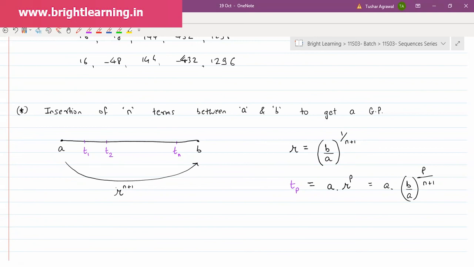Are you agreeing with the result? These two formulas, is it clear to everyone? Yes, sir. Yes, sir. Afrin, Dhananjay.